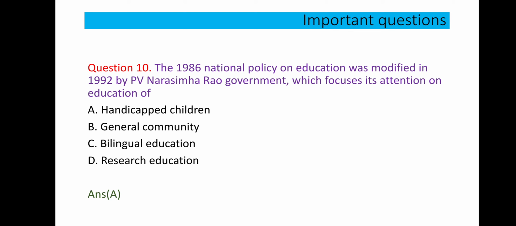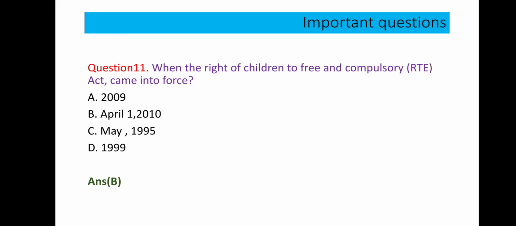Question 10. In 1986, national policy on education was modified in 1992 by PV Narasimha Rao government, which focused attention on education of handicapped children. Option A is correct. Question number 11. When the Right of Children to Free and Compulsory Education Act came into force, that is also called RTE. So when this came into force, so option B is correct, April 1st, 2010.